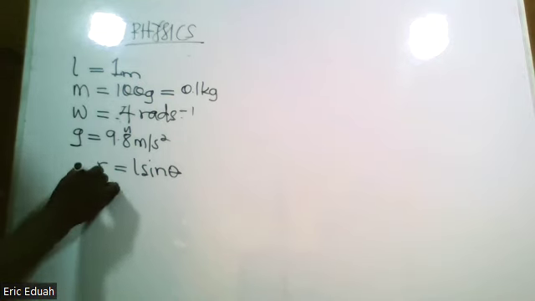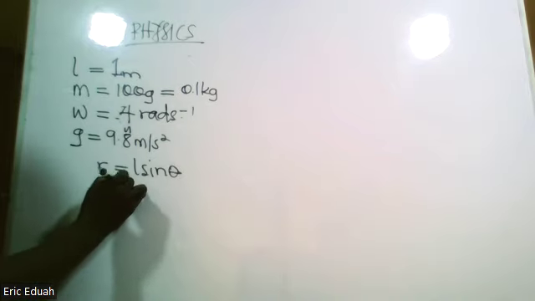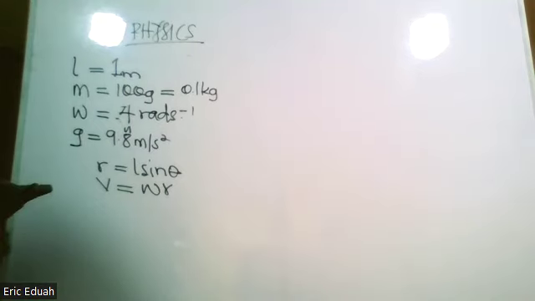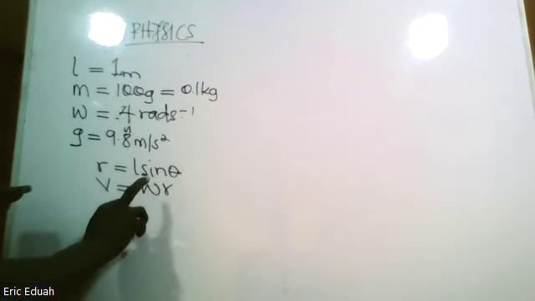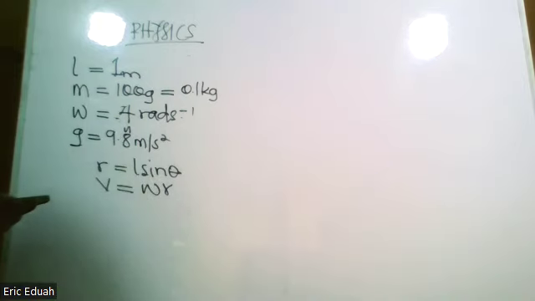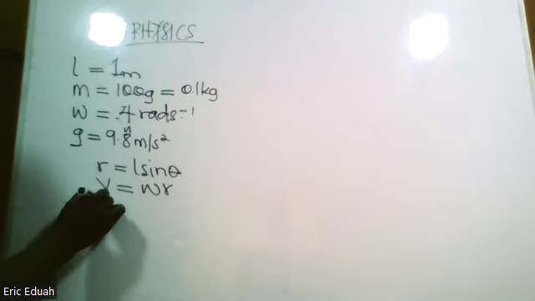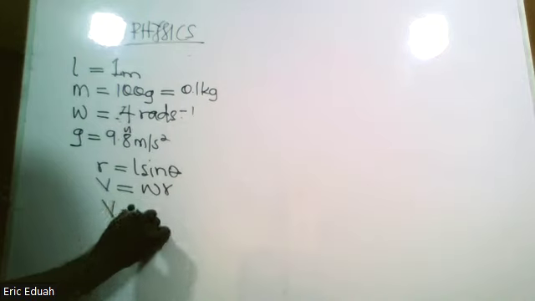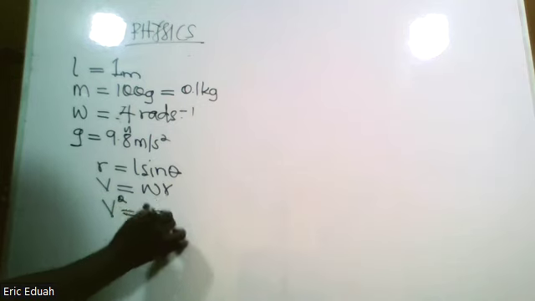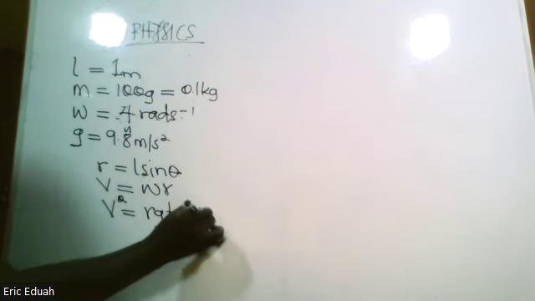We also have, at least we have V is equal to omega R. We don't have V directly. We have R. We have omega. We don't have R. Then we have V squared is equal to RG times tan theta.